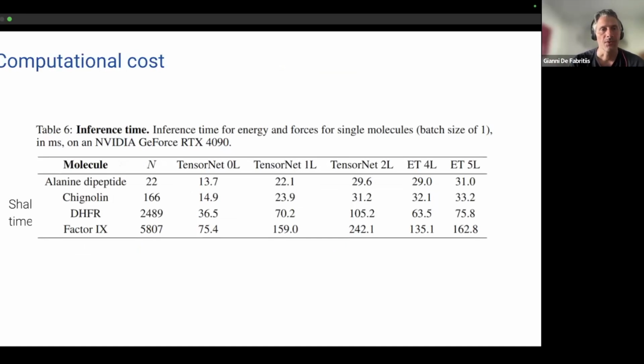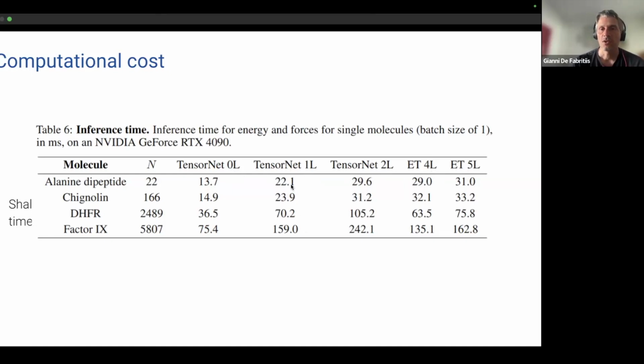And what we cared about the most was inference time. 0L means zero interaction layers, so every atom just sees its neighbors. 1L means the neighbors also see their neighbors again, and so on. So we went from 5 interaction layers to getting good performance with just 2 or 1, even 0L. I think 1L already gives better performance than both the 5-layer and the 4-layer equivariant transformer.